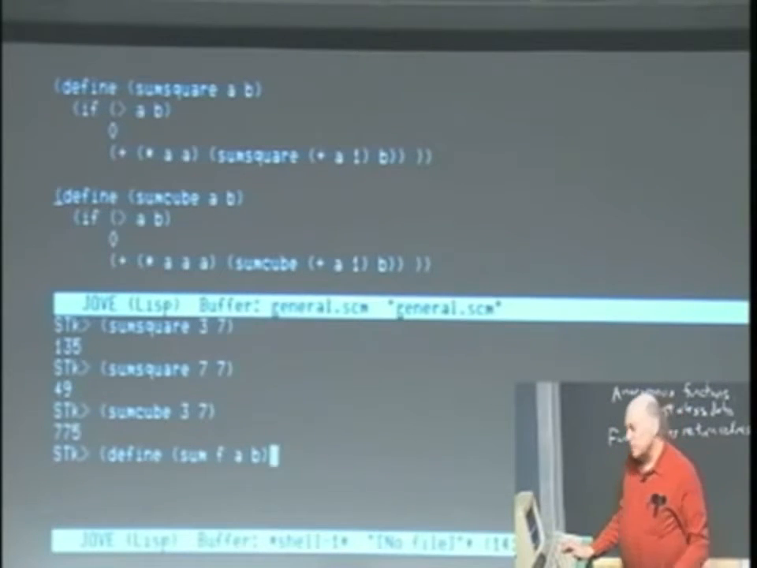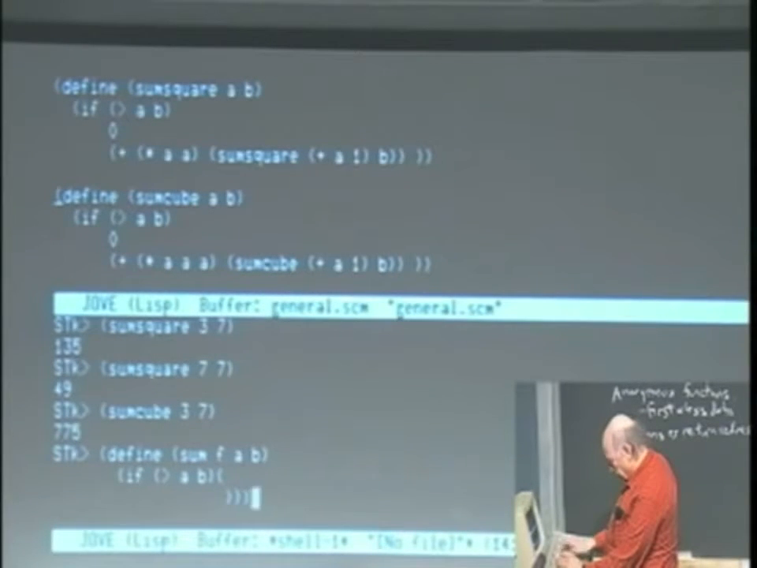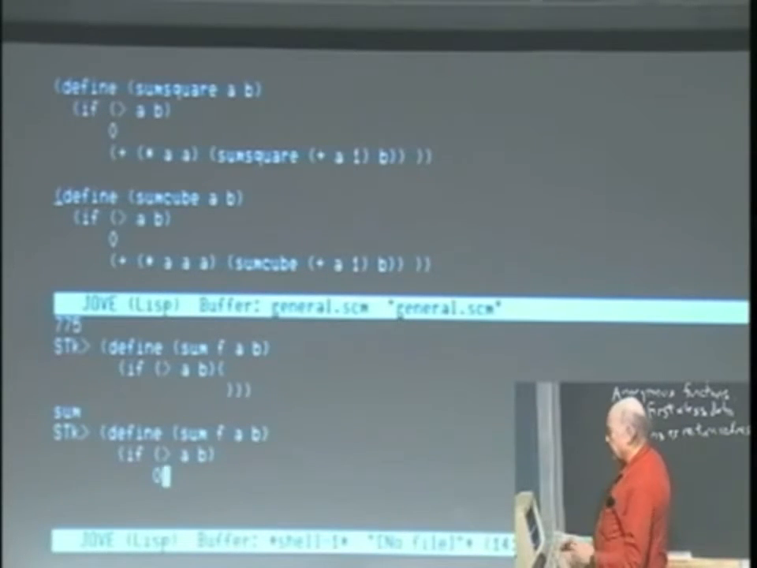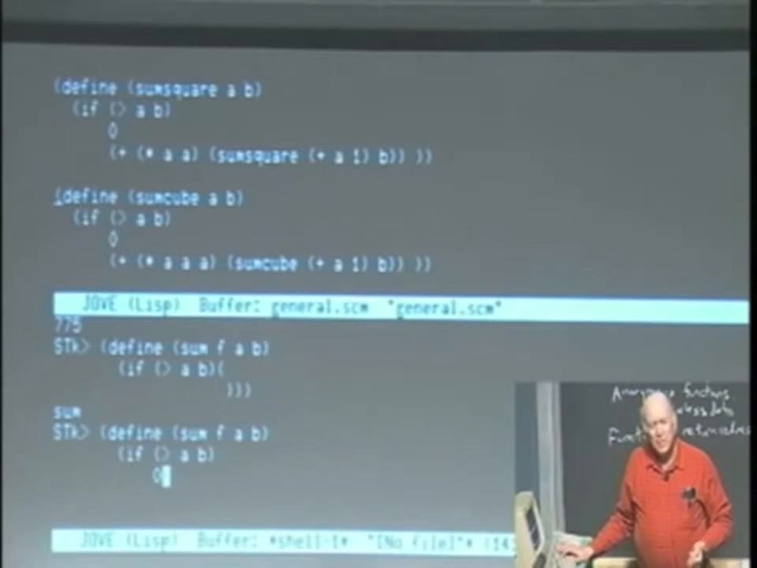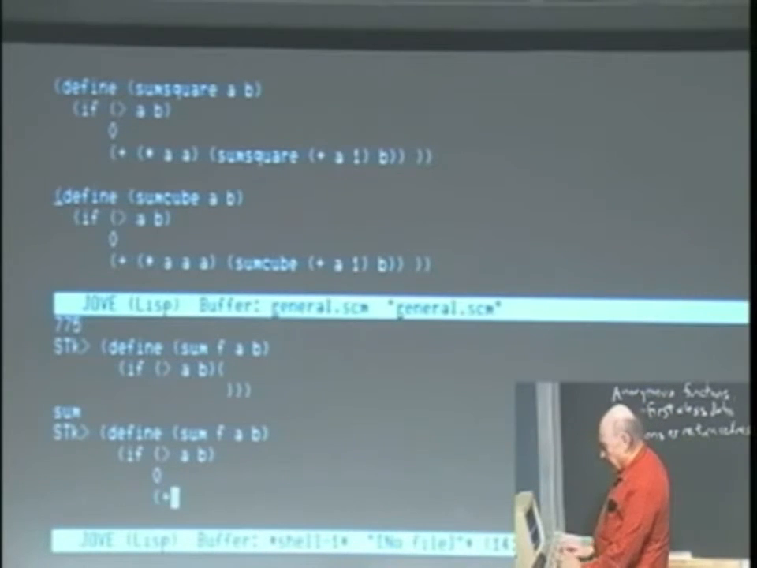I add an argument for the thing that's different. So what's the same? Well, sorry, let me try that again. Define sum f a b: if greater than a b, then the answer is 0. That's the same. If you look at sum square and sum cube and ask what part is the same, that's the same. Otherwise, we add two things. That's the same. But now here's what's different.